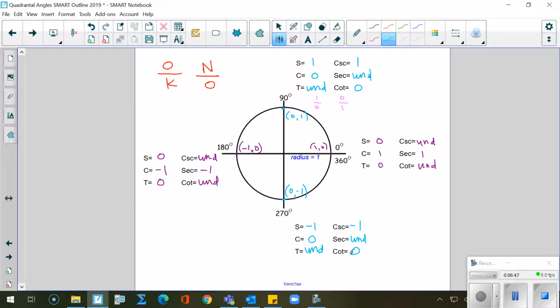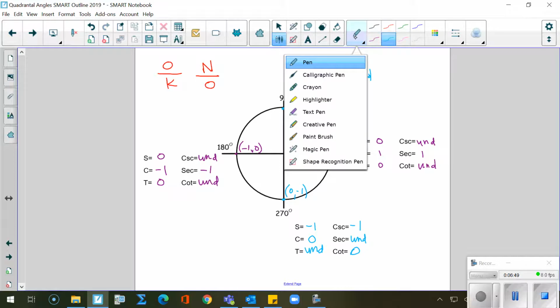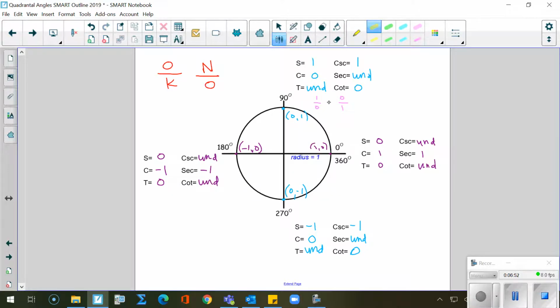Another thing I want you to notice is some similarities. Cosecant and cotangent are undefined at any angle that lands on the x-axis, whereas tangent and secant are undefined at any angle that ends on the y-axis.